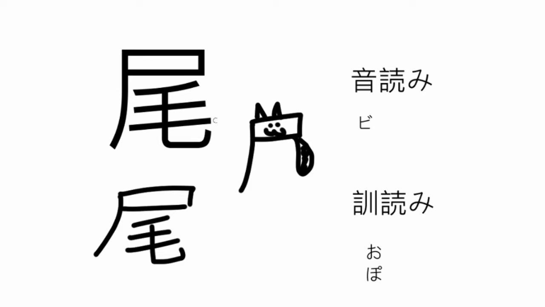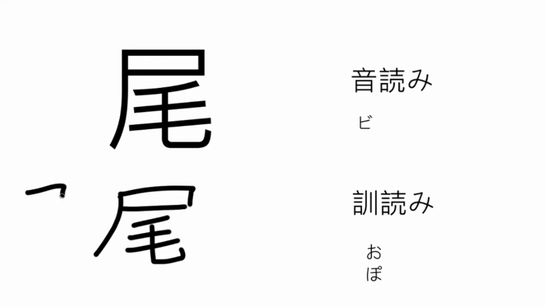It means tail. So a flag with a tail on it is a flag with fur on it, sorry, has a tail. There you go. Distracted by my own terrible drawing there. And it's shippo. Shippo. Tail. On to the next one.